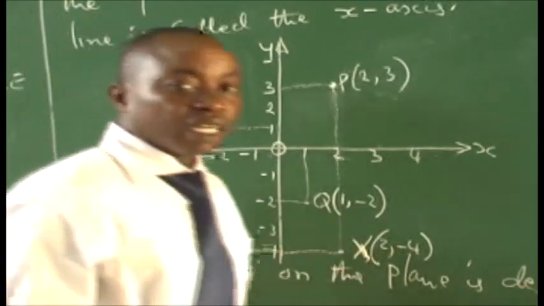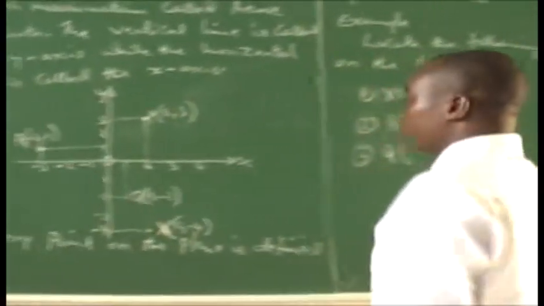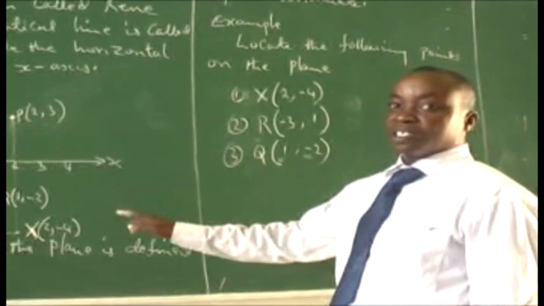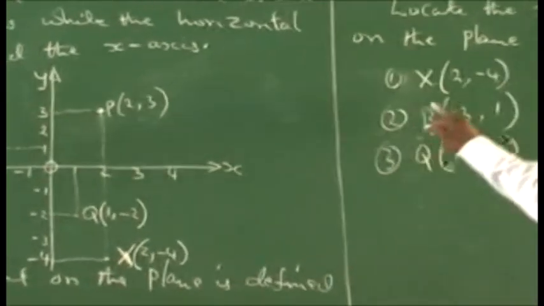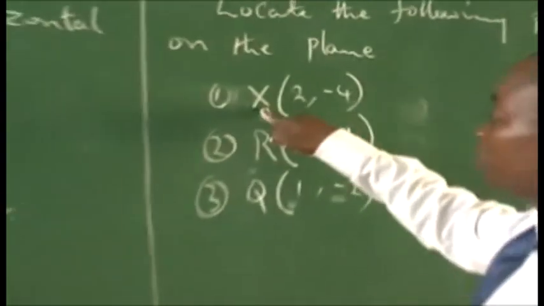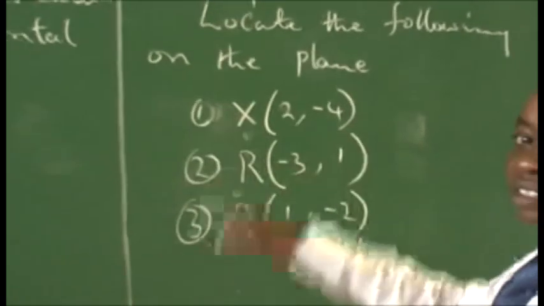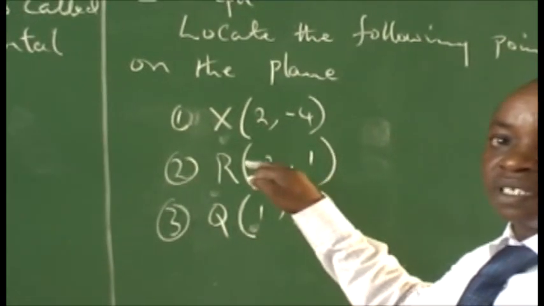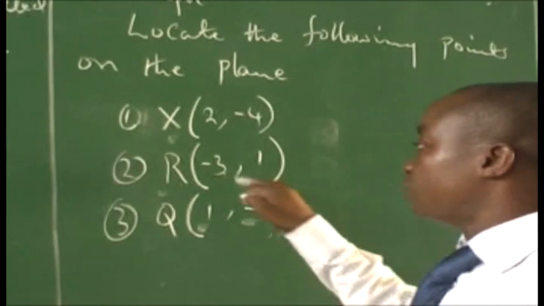So these are the ways that we can locate points on the plane. It's very simple to locate. So you can see and agree that every point on the plane is defined based on its coordinates. It's very, very clear that it's defined based on its coordinates.